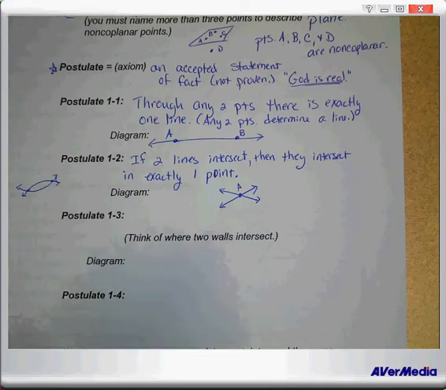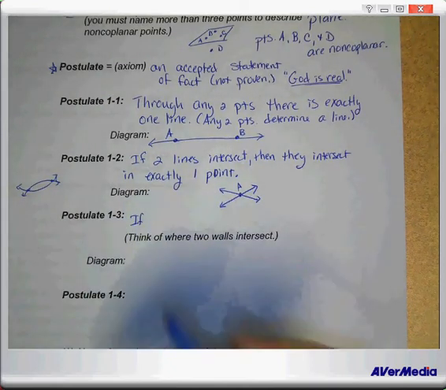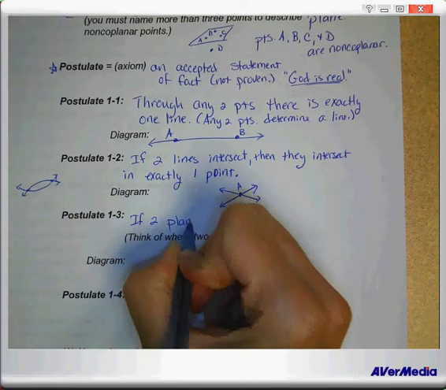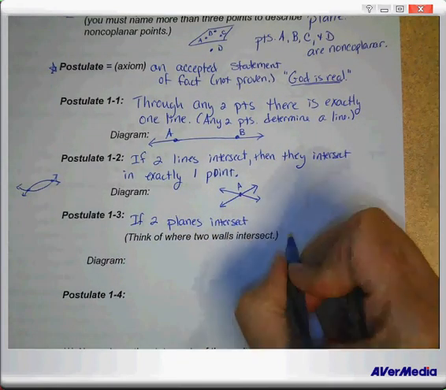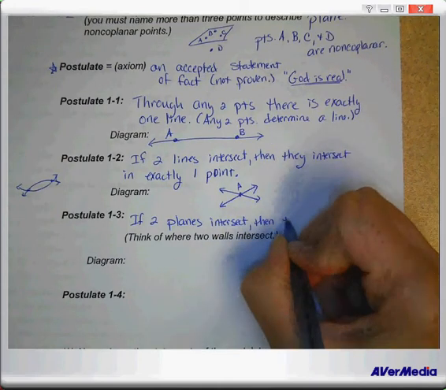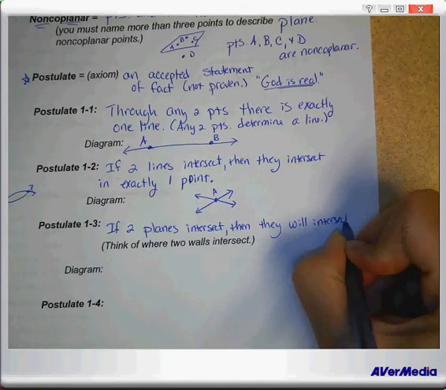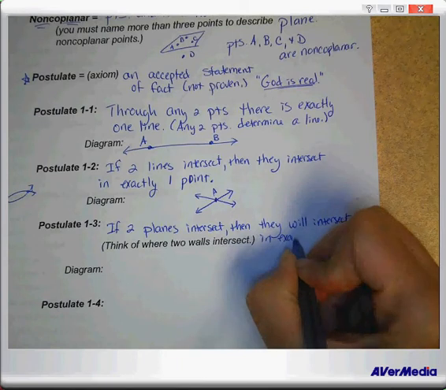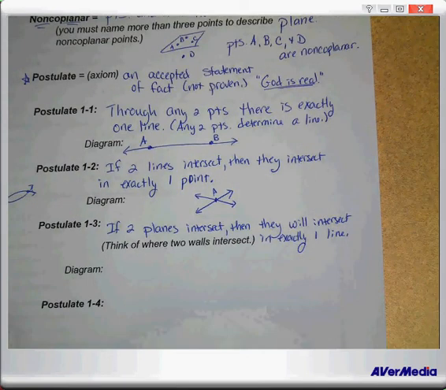Our third postulate is kind of cool. This talks about two flat surfaces called planes. If two planes intersect, then they will intersect in exactly one line. Now, this is kind of easy. Think of two walls and where they intersect. What shape is the corner? The corner is an up and down line.